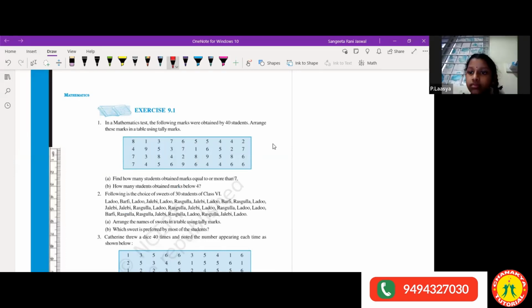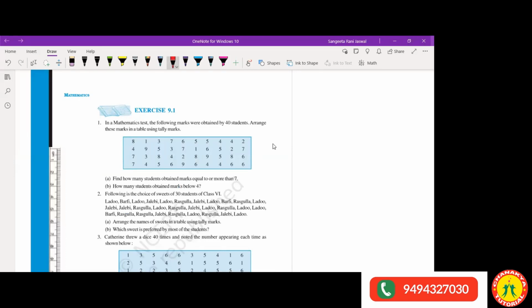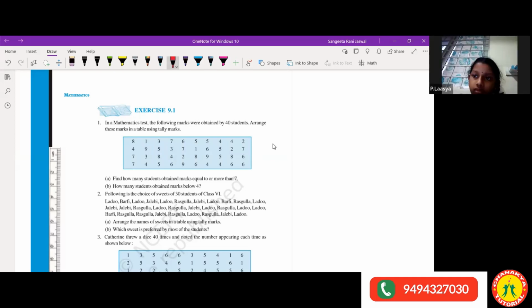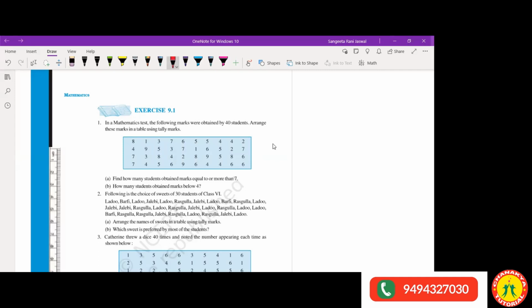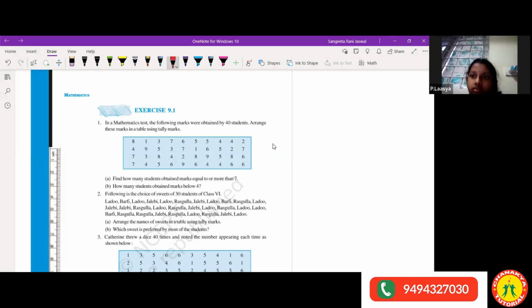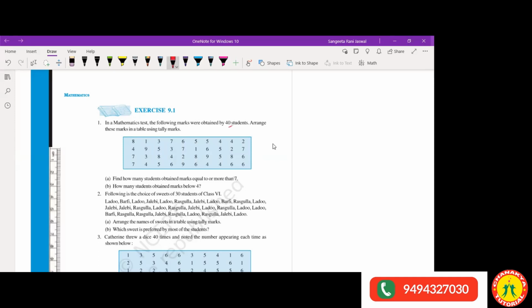Now question number 1. In a mathematics test, the following marks were obtained by 40 students. Arrange these marks in a table using tally marks. Now using tally marks, you have to form a table. These were the marks obtained by 40 students. These are all 40 marks.